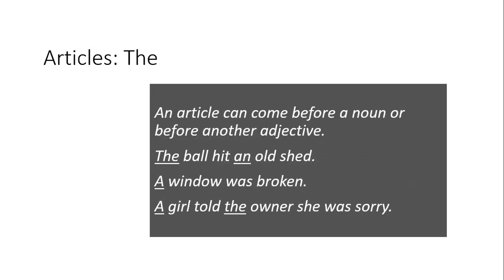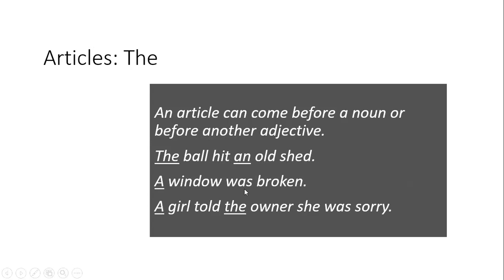Okay, so an article can come before a noun or before another adjective. So let's look at the first example. The ball hit an old shed. Now notice that we use the article the for the ball. We're naming a specific ball, the one that hit an old shed. Here, an comes before the adjective old. We're describing the shed, right? The shed is old. We're talking about the ball that hit an old shed.